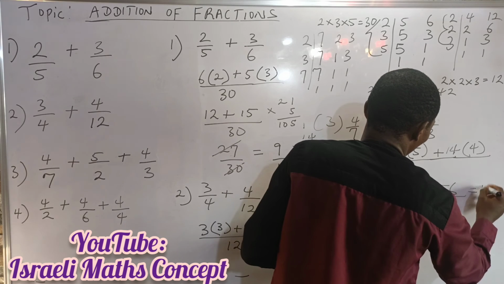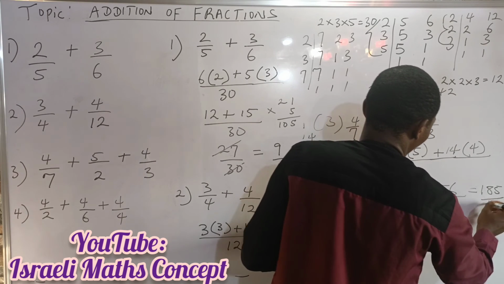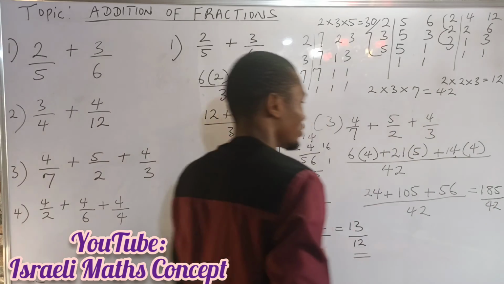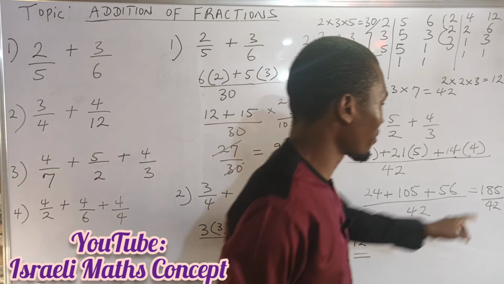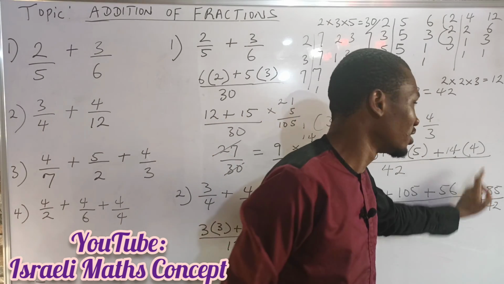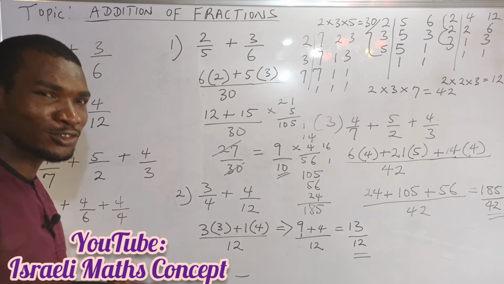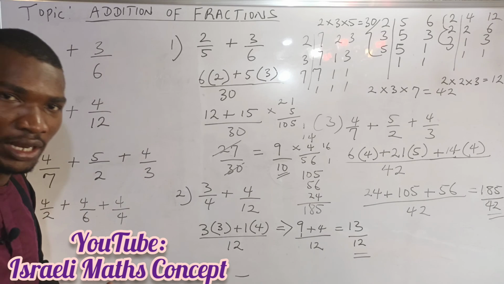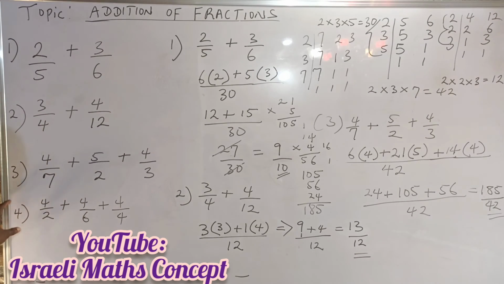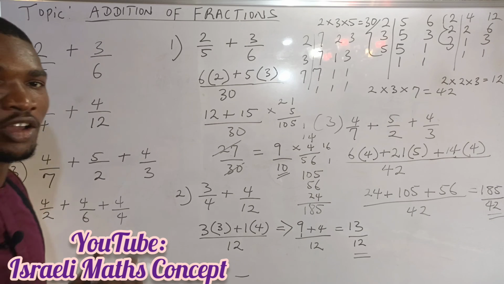So we have 185 all over our 42. So this is our answer. Then you check if there is a number that can divide. If there is, divide further. If there is not, leave it this way. I guess you've learned this concept of addition of fractions correctly. And I guess you can also solve number 4 for me. Solve number 4 and drop your answer in the comment section.